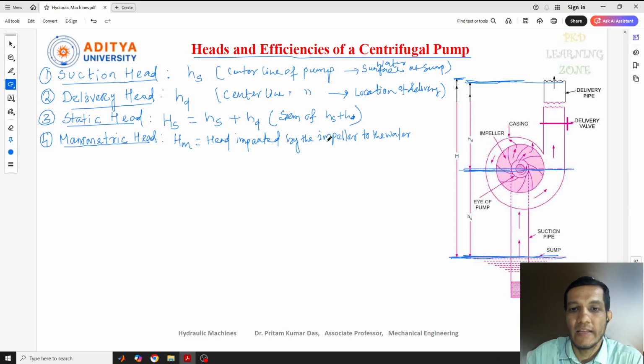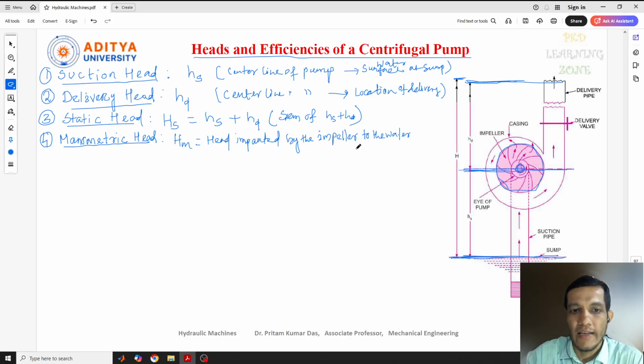Head imparted by the impeller, where this is the impeller. So these are the parts involved in the centrifugal pump. We already discussed this previously, no need to repeat again. So this is the impeller, casing and eye of the pump. This is the shaft, okay. The suction pipe, delivery pipe, delivery valve and suction valve will be there.